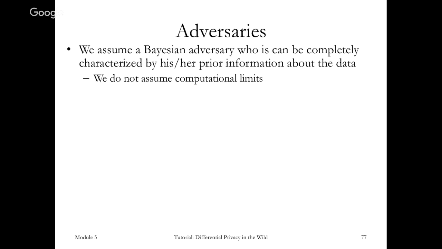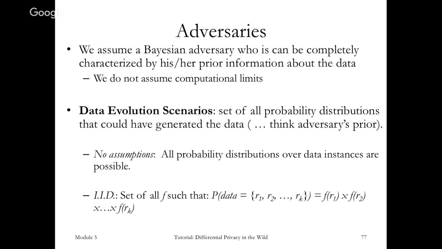Next, Pufferfish tries to define what the adversaries are. Okay. So here, adversaries are assumed to be Bayesian adversaries who are completely characterized by their prior distribution, prior knowledge about the database. Okay. There are no computational limits. So what does this mean? This is defined by a set of data evolution scenarios. These are a set of all probability distributions that could have generated the data. So think of them as an adversary's prior. So one example is you make no assumptions about the adversary, which means that you consider all possible probability distributions over data instances. Okay.